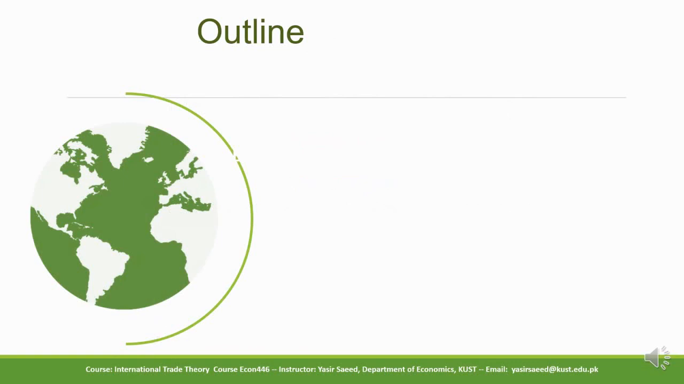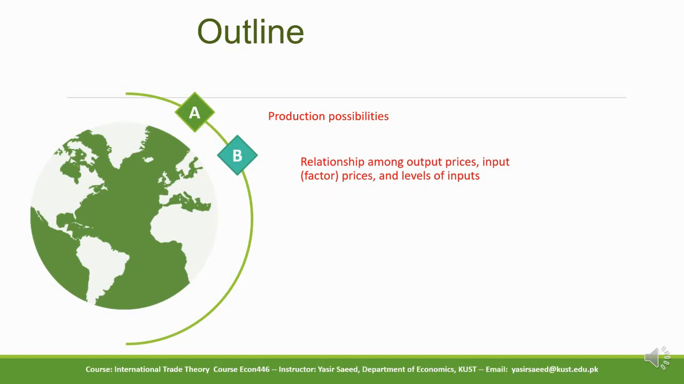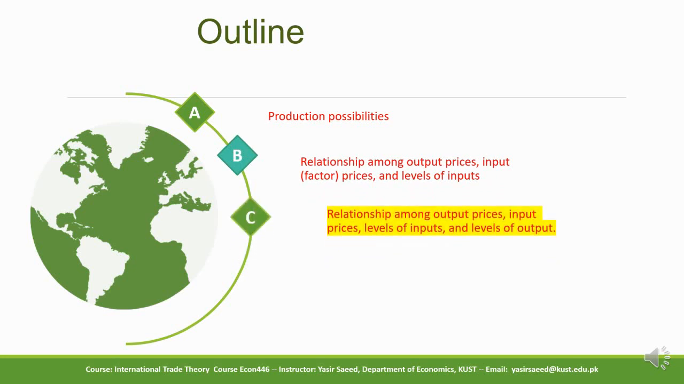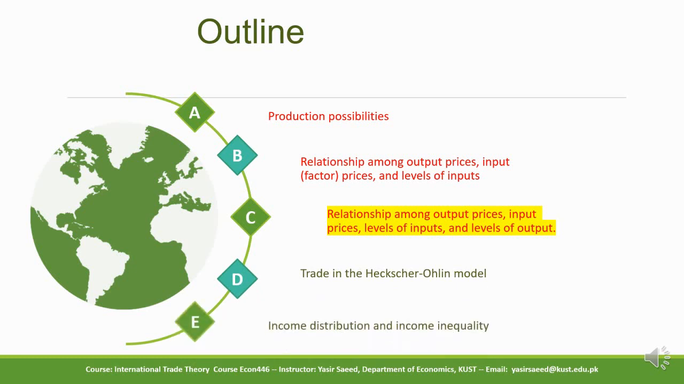Now in the previous lecture, we covered the production possibility frontier and then we studied the relationship among output prices, input prices, the level of inputs and level of output. But today we are going to discover more about this learning goal. Then in the next lecture, we are going to cover trade in the Heckscher-Ohlin model. And finally, we will discuss the income distribution and income inequality that occurs in the Heckscher-Ohlin model.